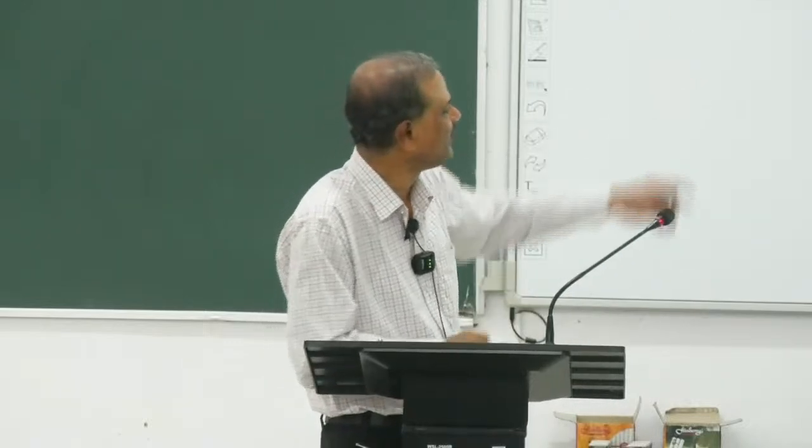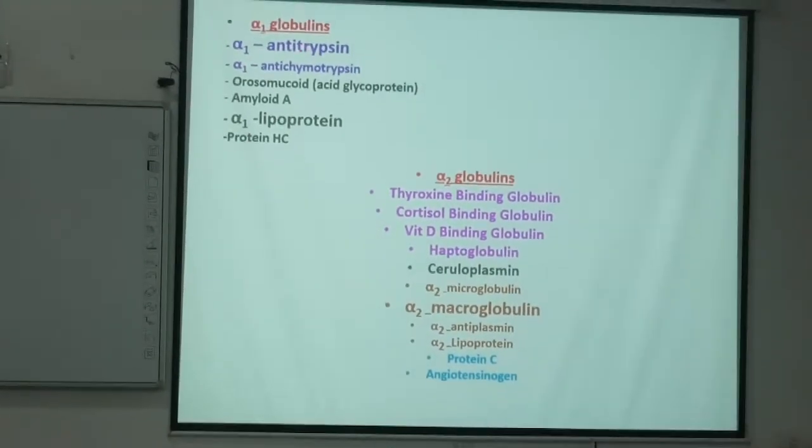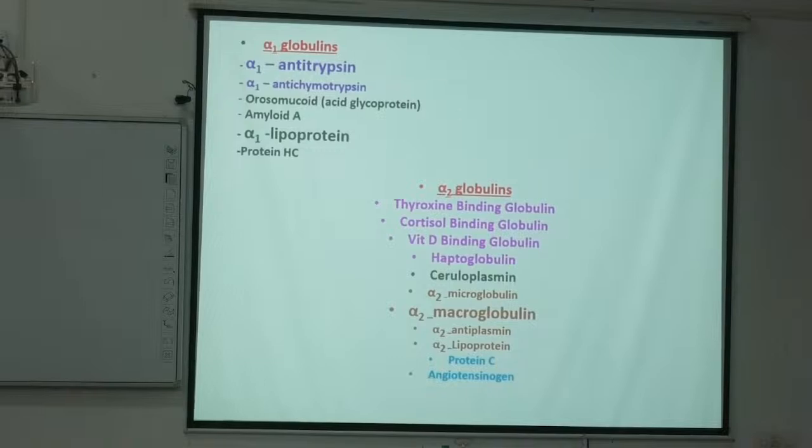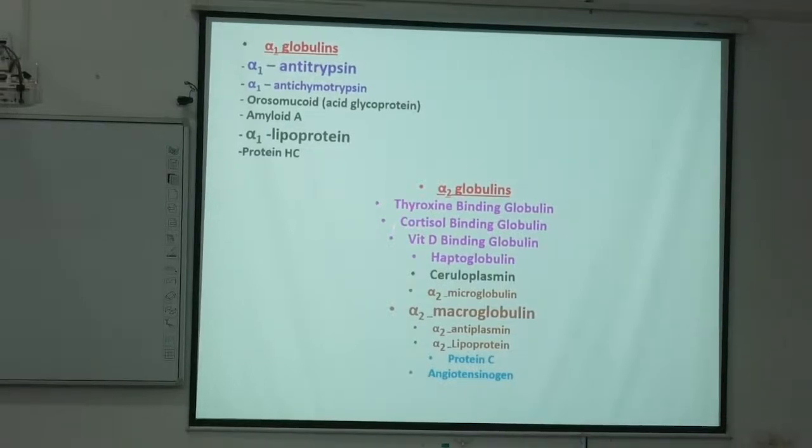These are the only few that I have marked. Even if you cannot say this, it will hardly matter. But try to remember alpha-1 antitrypsin and alpha-1 anti-chymotrypsin. Similarly, for alpha-2 globulin, at least you must be able to tell these four. Ceruloplasmin I will tell in detail, and one important one is angiotensinogen, which is of clinical relevance. Thyroxine binding globulin and cortisol binding globulin I have highlighted so that you can give some examples of alpha-2 and alpha-1 globulin. If you tell alpha-1 antitrypsin and alpha-1 anti-chymotrypsin, we will be happy to note that you know the name.